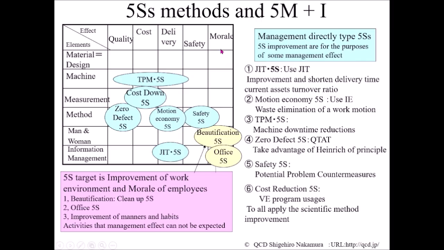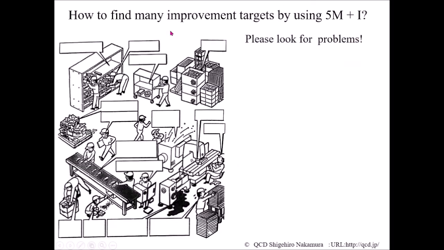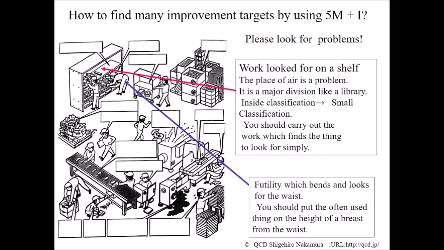The target of sky blue is 5S, which is expected to be effective. For example, TPM, which you all know, is a measure to reduce failures, and equipment cleaning and inspection can reduce costs. Beautification 5S and Office 5S shown in this matrix are shown in yellow because they have little management effect. When you want to use motion economy 5S, use photography. This figure is the method shown to the trainees by the late Professor Mr. Tomoho Sugiyama of JMA. Both of these are examples of teaching trainees how to improve the shelves.